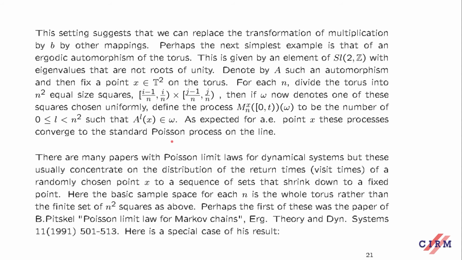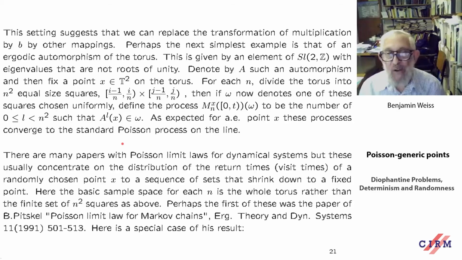Okay. So there are many papers with Poisson limit laws for dynamical systems. These usually concentrate on distribution of return times or visit times of a randomly chosen point to a sequence of sets that shrink down to a fixed point. Here, the basic sample space is the whole torus rather than the finite set of n squared. These are maybe not so familiar, and so among the first papers of this type was a paper by Boris Pitskel. It was actually published after he passed away. He passed away tragically at a young age. And a special case of his result I'm going to formulate here.